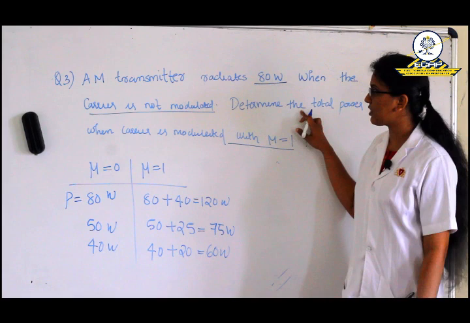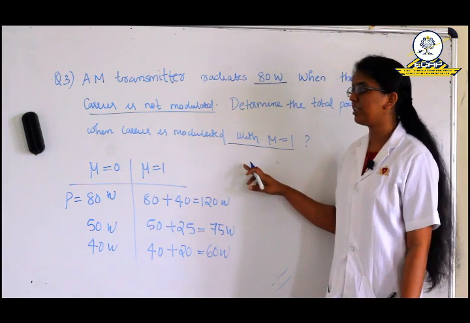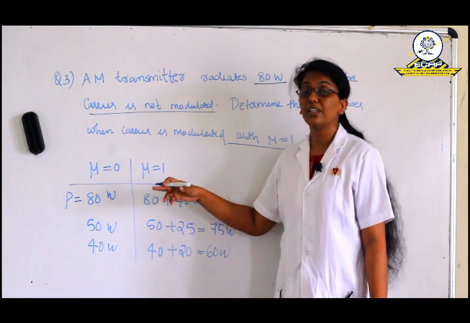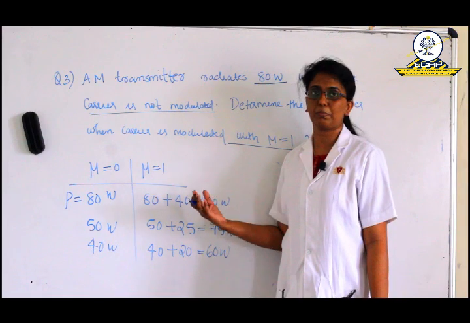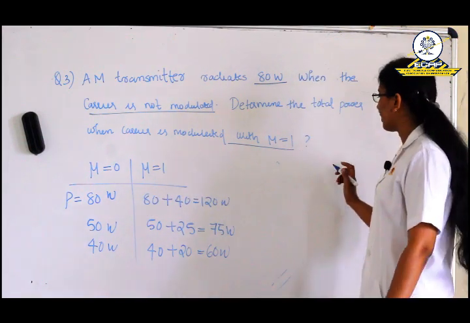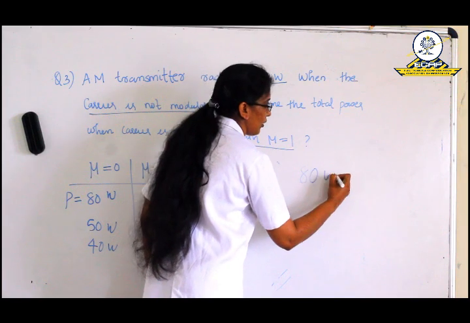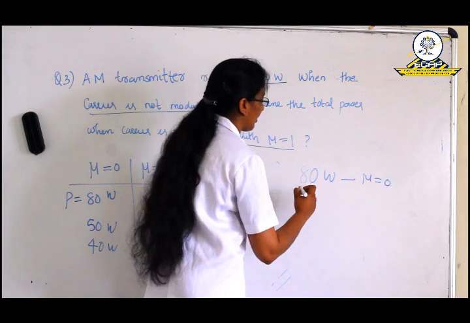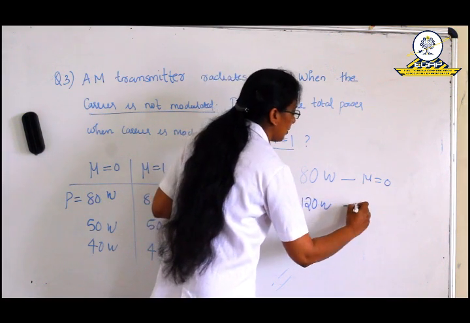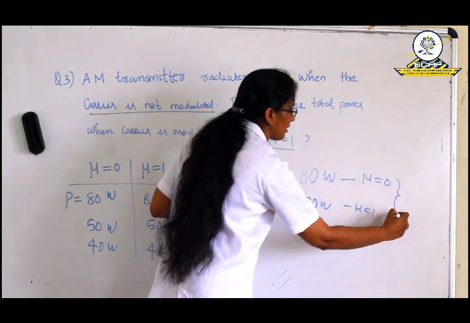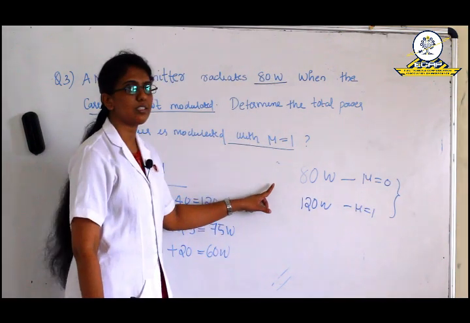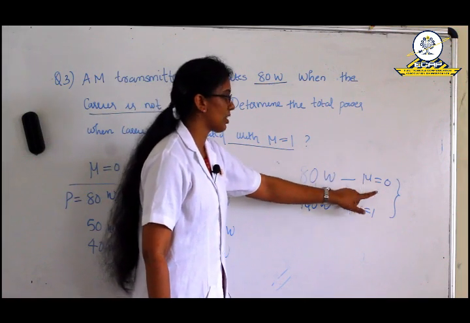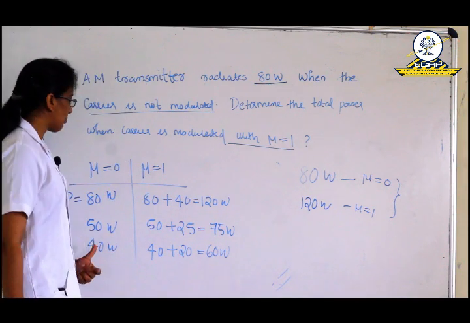Okay. From this question, we can derive one of the major points in AM modulation. As we increase the modulation index from 0 to 1, there is a 50% increase in transmission power. For example, if we are transmitting 80 watts at mu equal to 0, the value when mu is equal to 1 is 120 watts. This indicates that there is a 50% increase in transmission power as we increase our modulation index mu from 0 to 1.